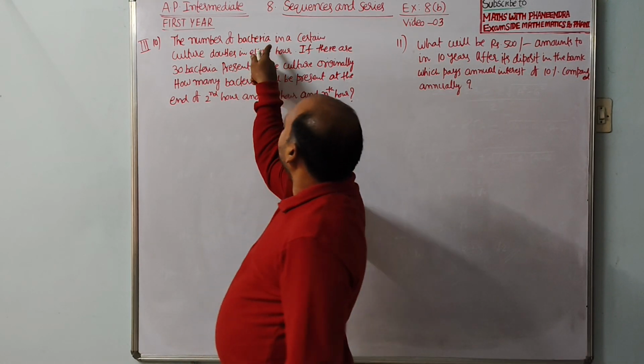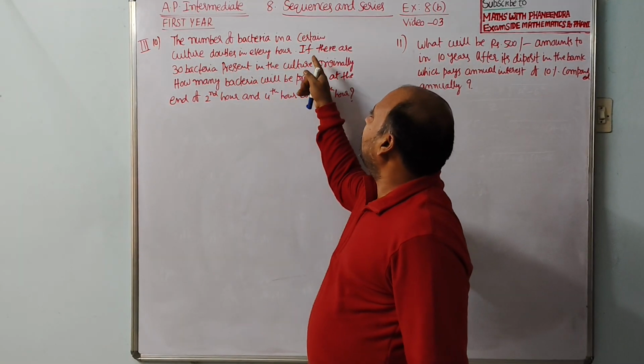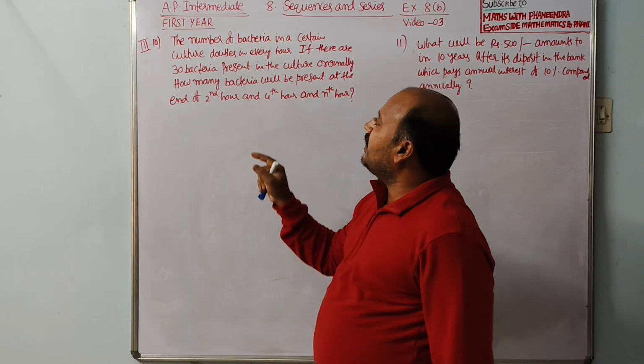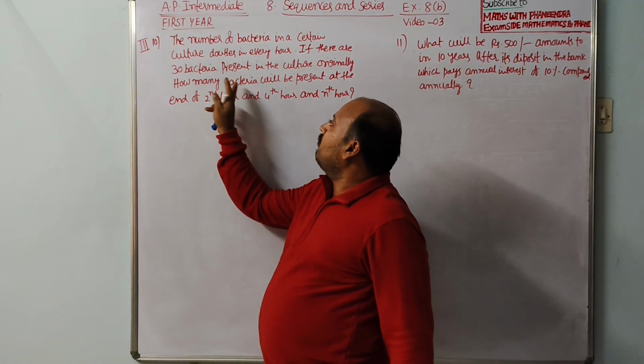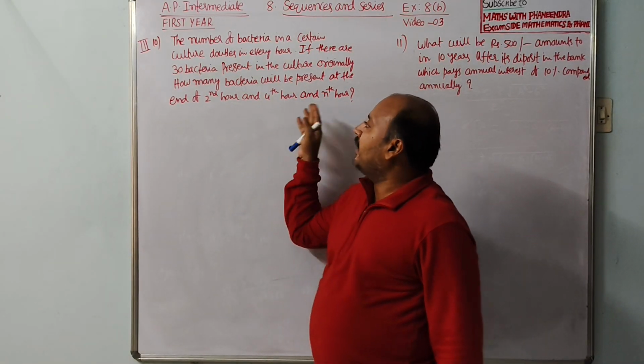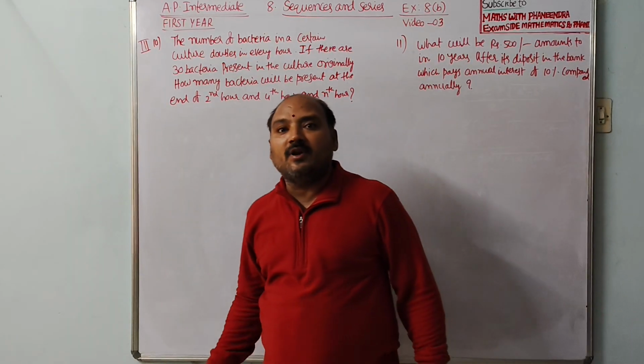The number of bacteria in certain culture doubles in every hour. If there are 30 bacteria present in the culture originally, how many bacteria will be present at the end of second hour, fourth hour and nth hour.